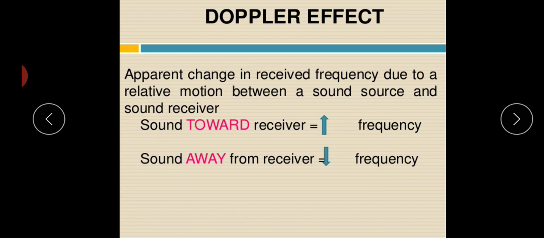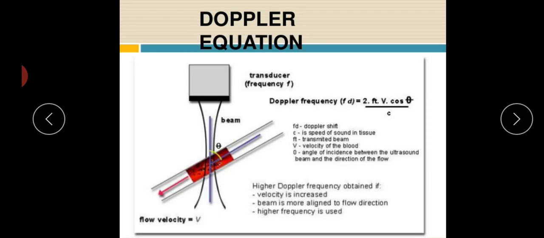What is the Doppler effect? It is the apparent change in the received frequency due to a relative motion between a sound source and a sound receiver. This is the Doppler equation, where Doppler frequency is equal to 2 ft v cos theta upon c, where fd is the Doppler shift, c is the speed of sound in tissue, ft is the transmitted frequency, v is the velocity of the flow, and theta is the angle of incidence between the ultrasound beam and the direction of the flow. Higher Doppler frequency is obtained if velocity is increased, the beam is more aligned to the flow direction, or a higher frequency is used.